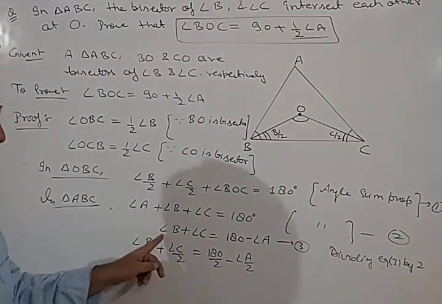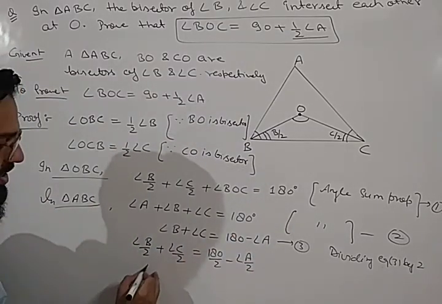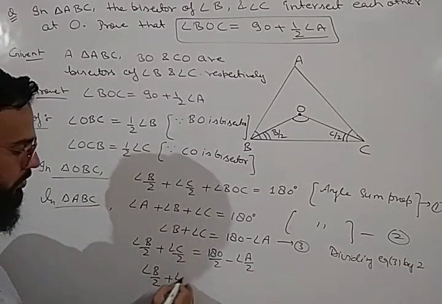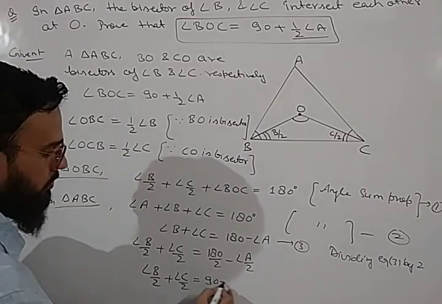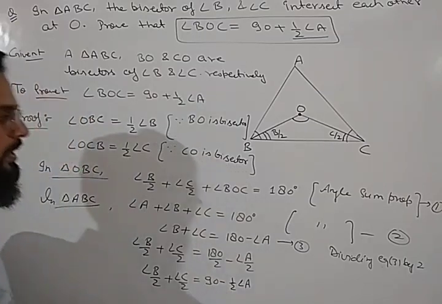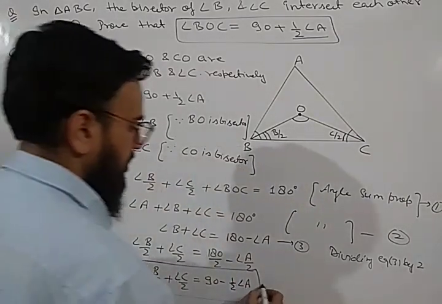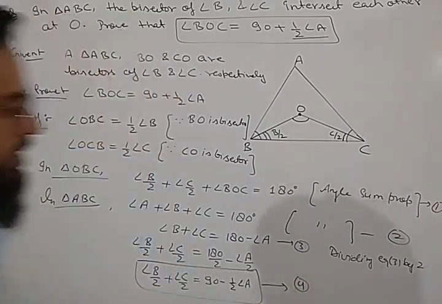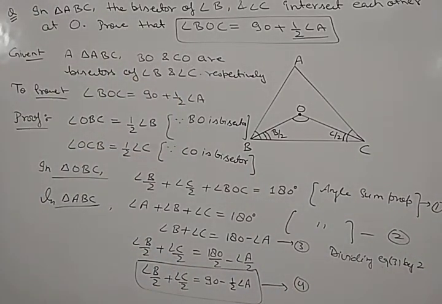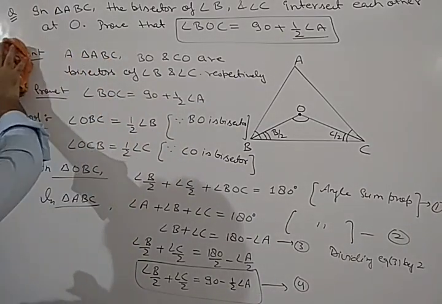So we will get B by 2 plus C by 2 is equal to 180 by 2 minus angle A by 2, which can be written as angle B by 2 plus angle C by 2 is equal to 90 minus half of angle A. This is angle B by 2 plus angle C by 2. So we have got this equation. Let us consider it equation number 4. Now what will we do next?